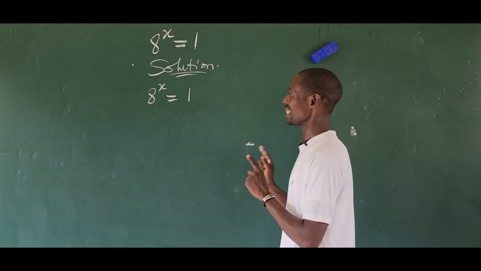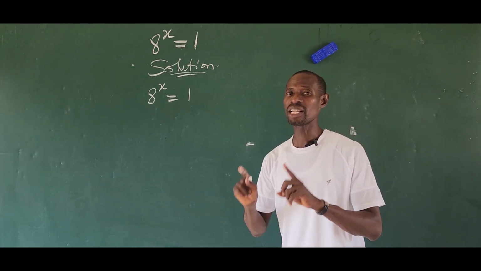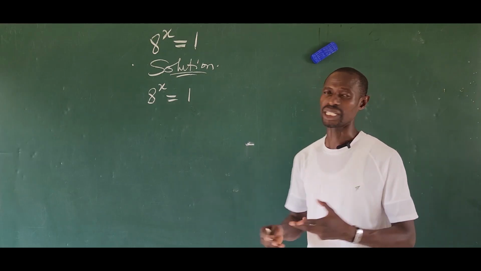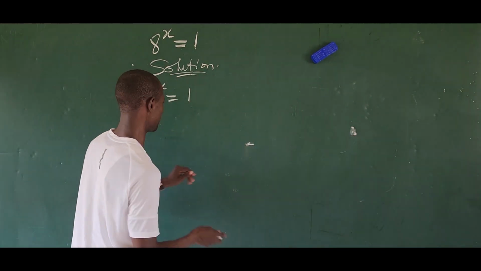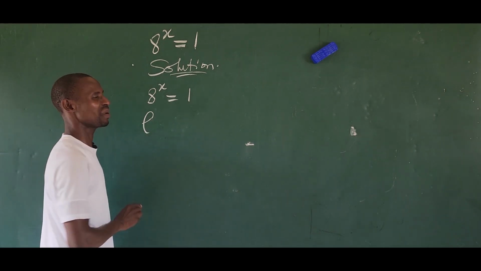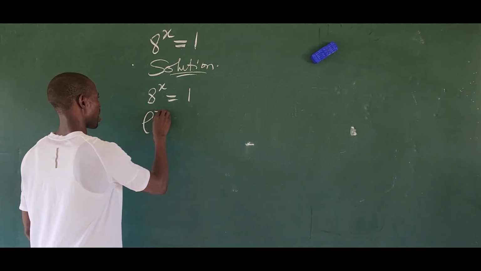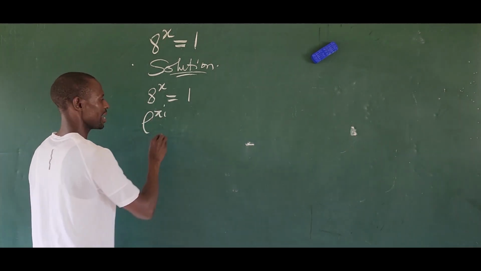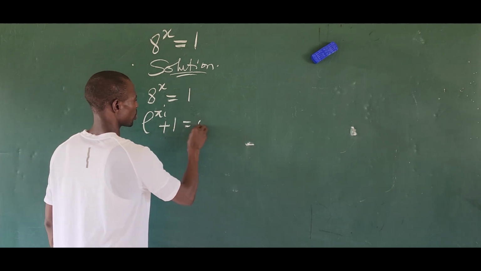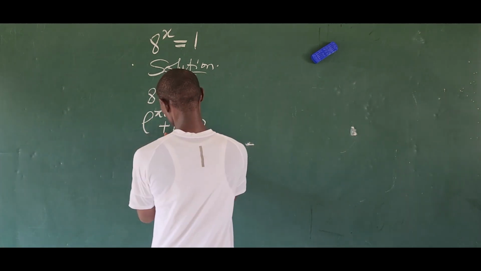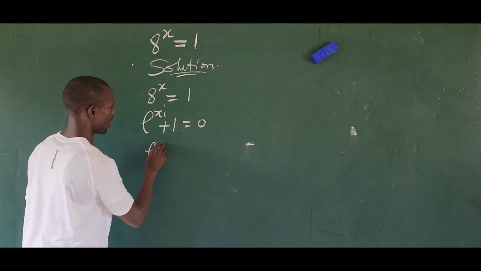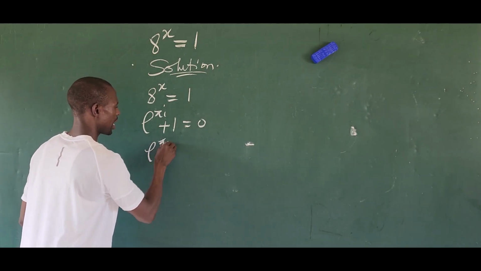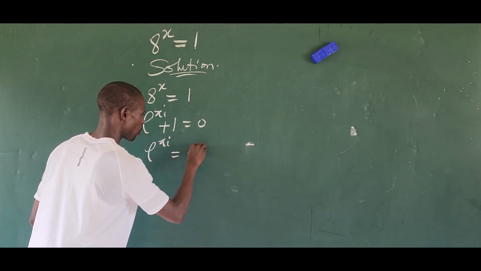And for us to consider the imaginary world, we consider a special equation called the Euler equation. Now, what does this say? Euler's equation says that e to the power of pi i plus 1 is equal to 0. Then we want to move this 1 to the other side. And so this is going to give us e to the power of pi i is equal to minus 1.